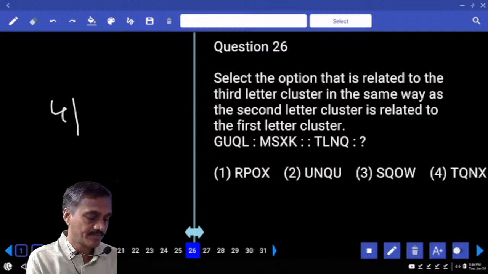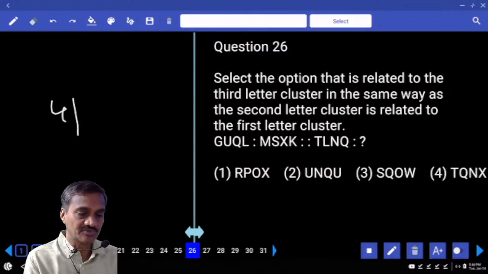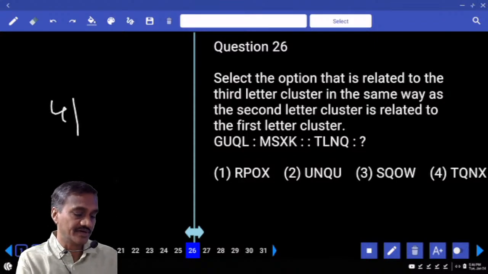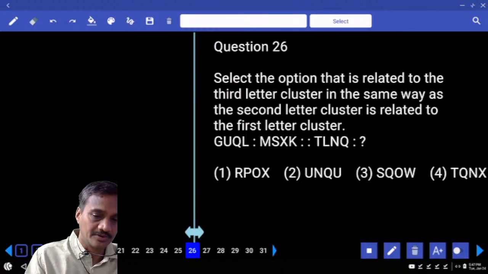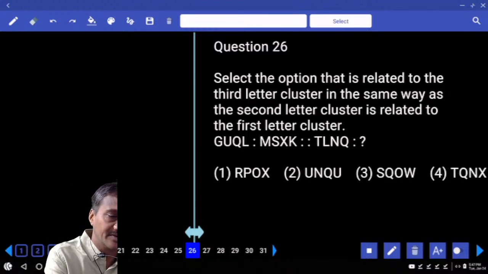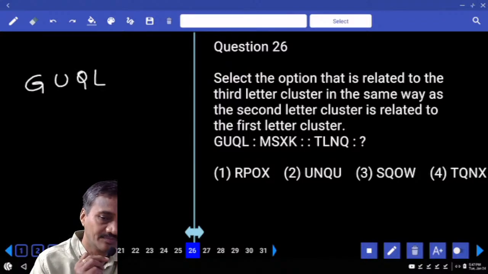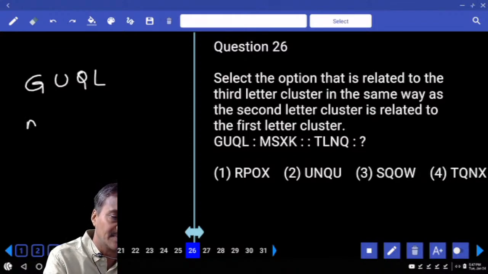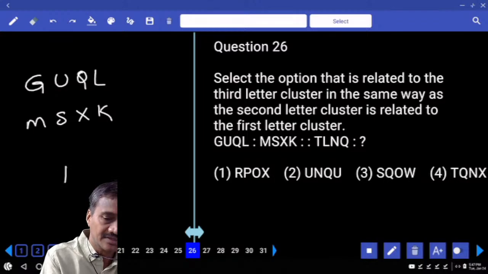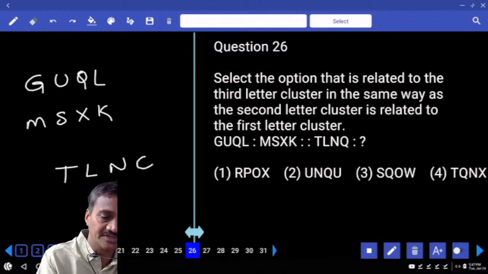CHSL, paper 41, question numbers 26 onwards come under the reasoning section. Here's question number 26, letter analogies. Whenever analogies are given, always write one below the other, like GUQL and MSXK. In the same way, TLNQ is related to what?